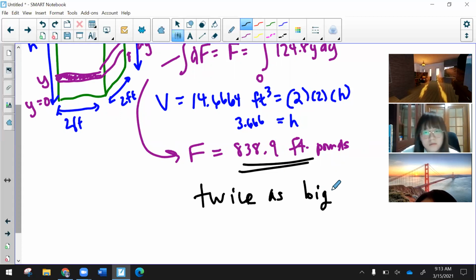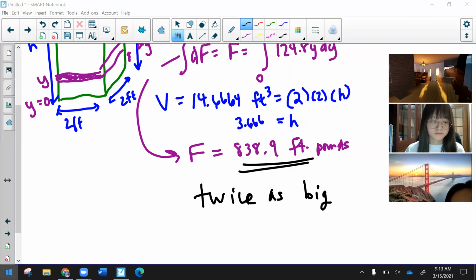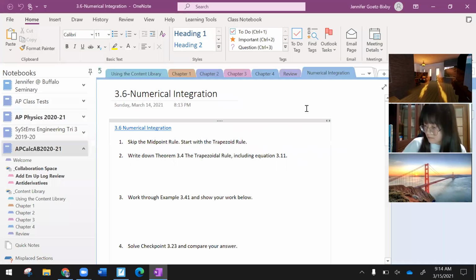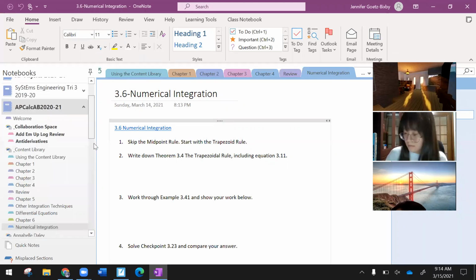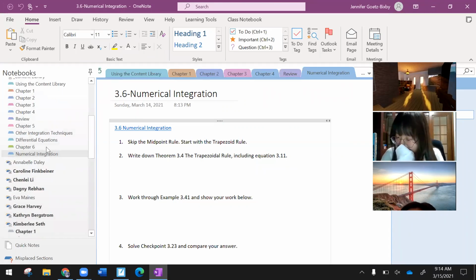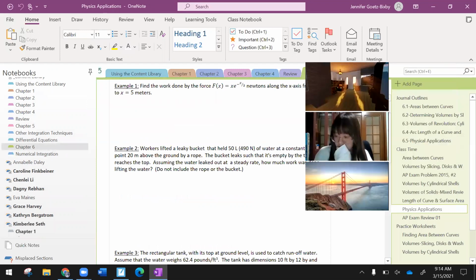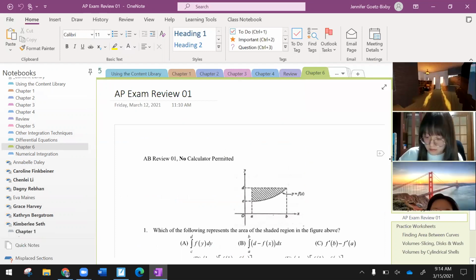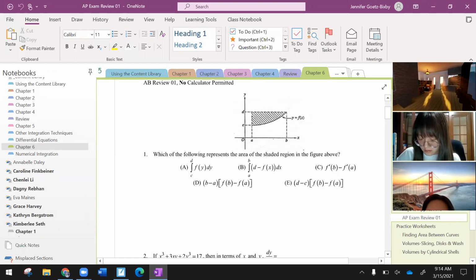Okay, good. Got ourselves together here. Okay, so the other thing that we were going to do today was to start some review. So this is not the thing that we're going to read. This is your reading guide for tomorrow. It's here. So it should be, it's AP Exam Review 01. So start with problem number 1.